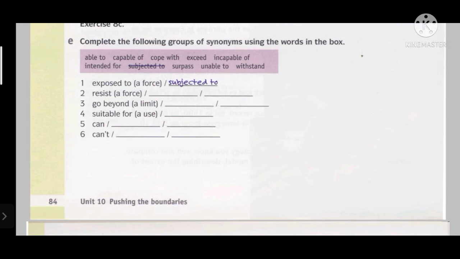Yeah, can equals able to, and number 6: can't is unable to and incapable of. So this is number 8.